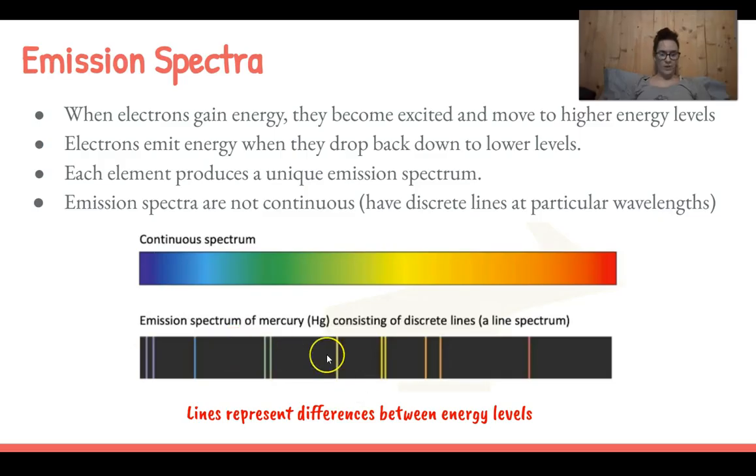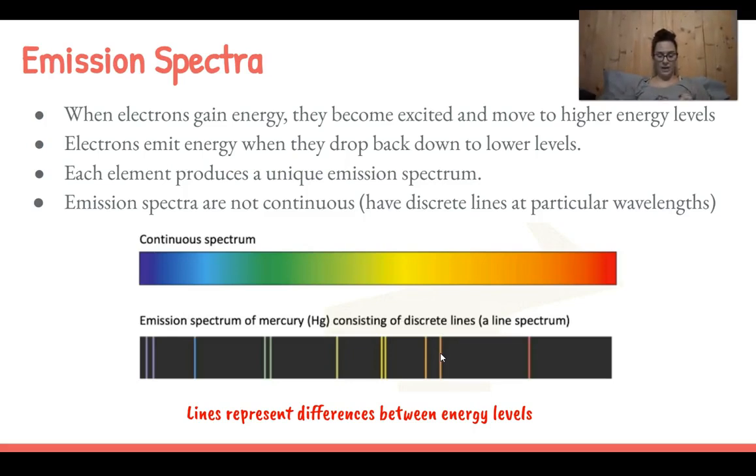So this, for example, is the emission spectrum of mercury, and these colors that we see here are a result of those electrons being excited and jumping to higher energy levels and then falling back down in different patterns in order to produce these lines. So each element will have a distinct and unique line spectra that represents it.